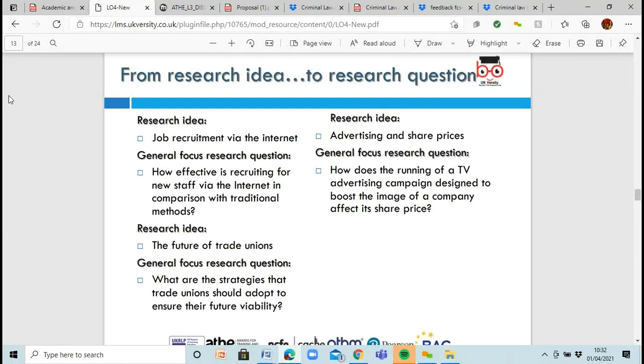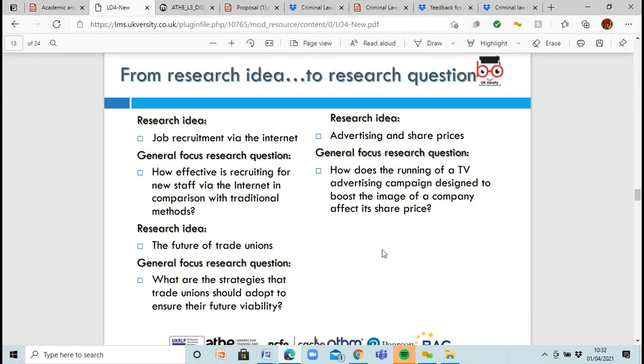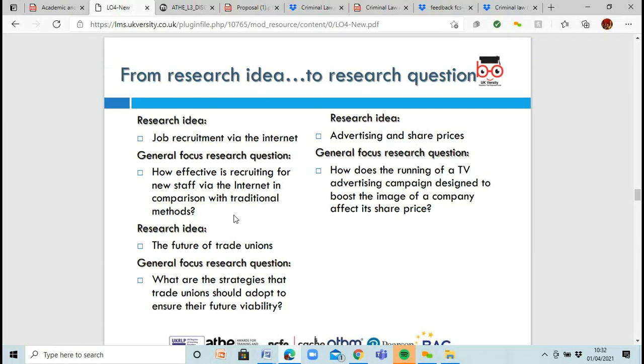So from your research idea to your research question. From here, we're just going to talk about what a research idea is and how you can look at the question. So a research idea is job recruitment via the internet, and a good focused research question is: how effective is recruiting for new staff via the internet in comparison with traditional methods? If you type the first in, you might not get that much information, but if you were to type this in, you would get a lot of detailed information.